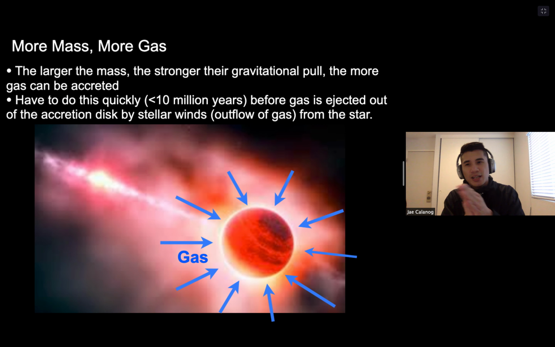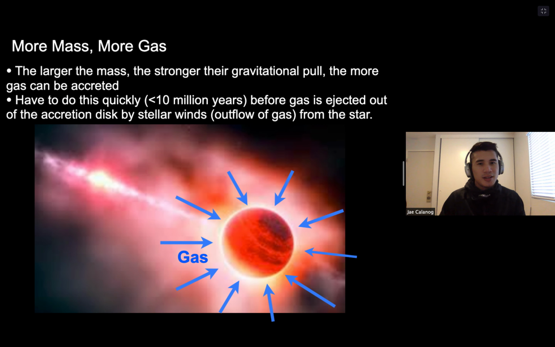And so here's the basic idea. The larger the mass, well, the stronger the gravitational pull. So therefore, you're able to accrete as a planet more gas. However, the catch is that when you have a planet forming within the solar system, you have to do this in a very short amount of time. And I say this relatively speaking because the time scales that we're talking about here is on the order of about 10 million years. So in the human time scale, that's a long time. But when it comes to how long objects form in the universe, that's actually a blink of an eye. So it doesn't last very long.